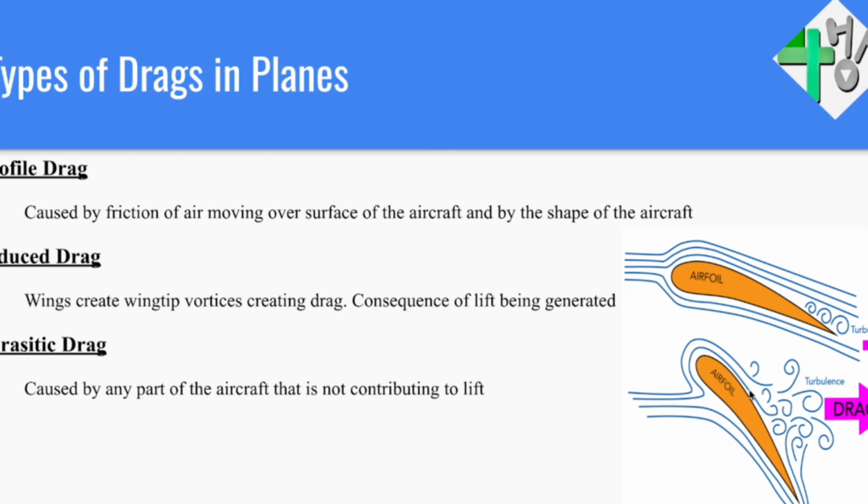So we can see some good examples over here. This is one of them, where the turbulence and drag are slowing the airflow. We can see here. Leave a comment down below what you guys think these two types of drag are. Is it profile, induced, or parasitic drag, given this?